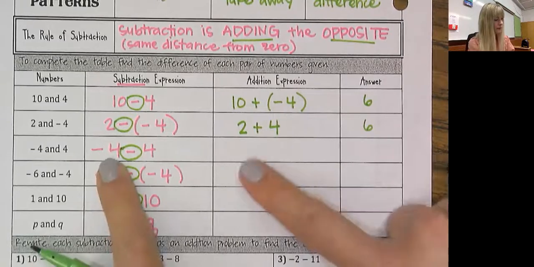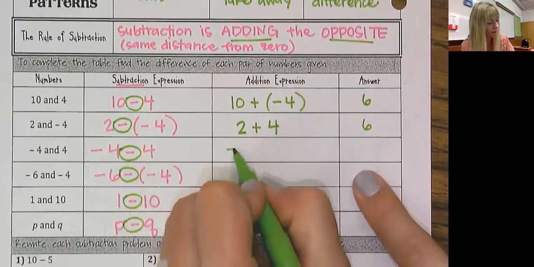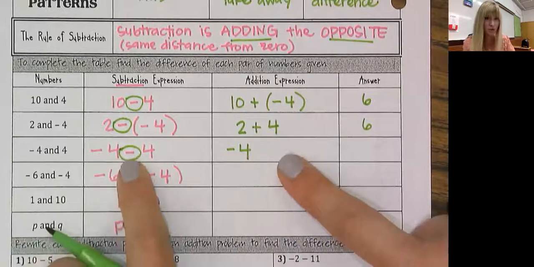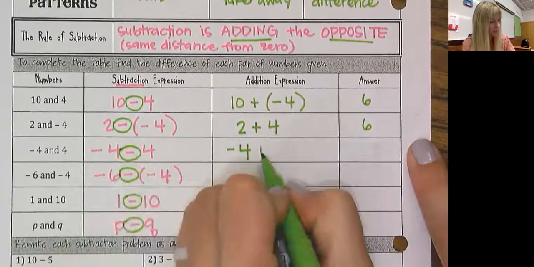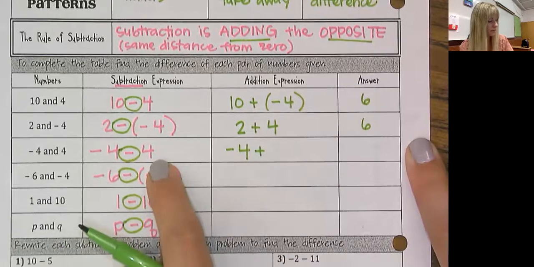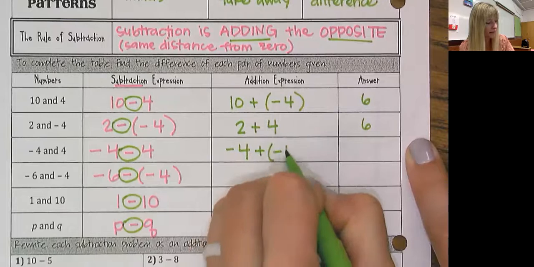Okay, let's keep going. Ready? This next one. Always copy the first number. Keep that the same. Change the action. It was subtraction, now it's addition. Add the opposite. The opposite of 4 is -4.